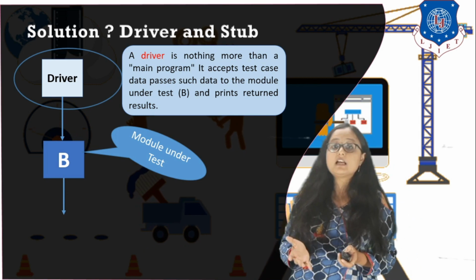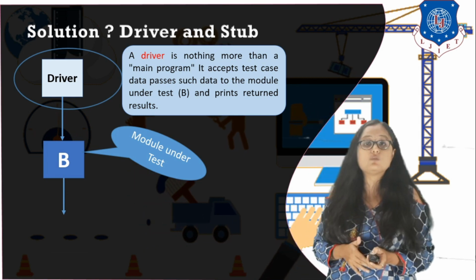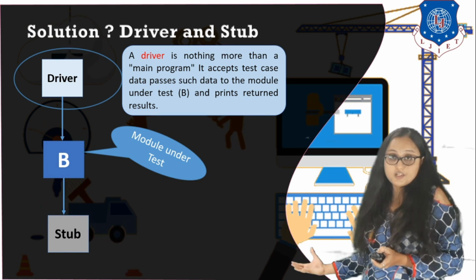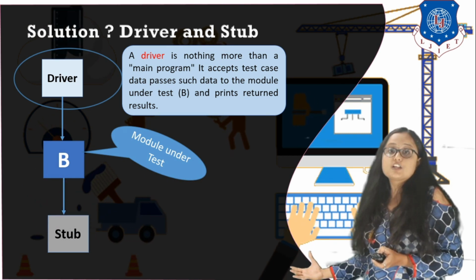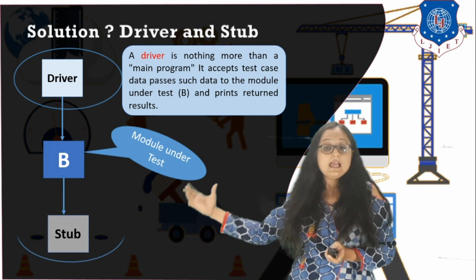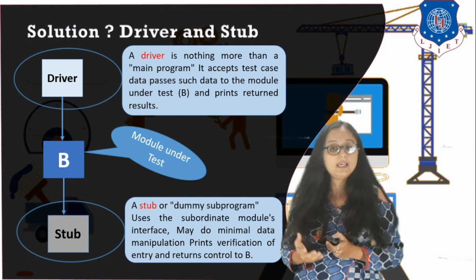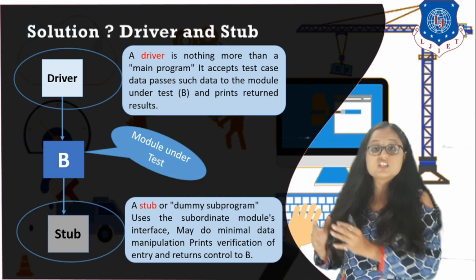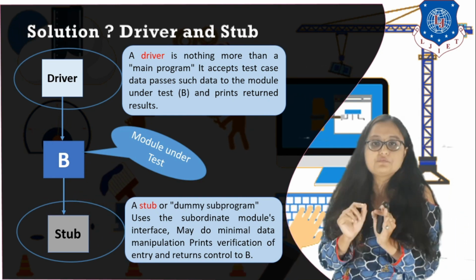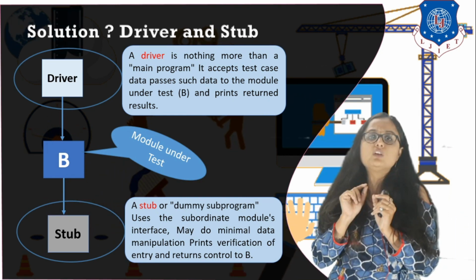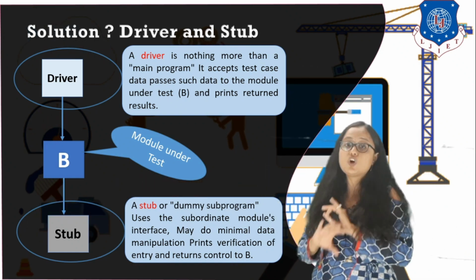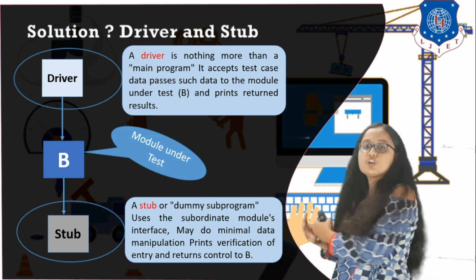The next scenario was of module C, which was a lower level module, but still under construction. So instead of that, you can again create a dummy module that is known as a stub. This is a lower level dummy module, and it performs only some of the manipulation, or only some logic, which is required for the testing of module B, and not the whole logic which the actual module C requires.